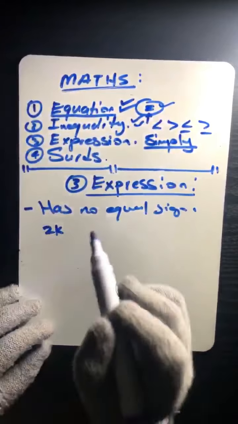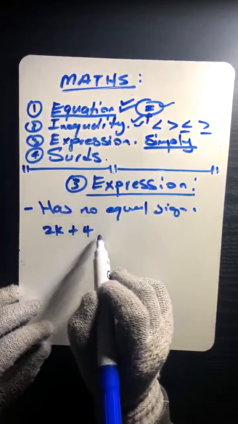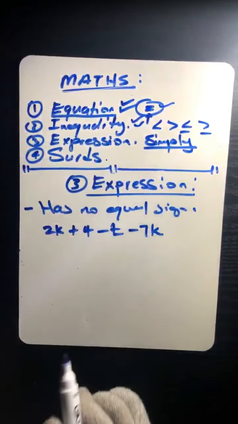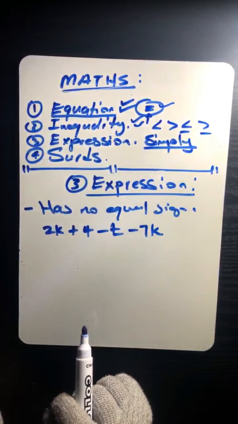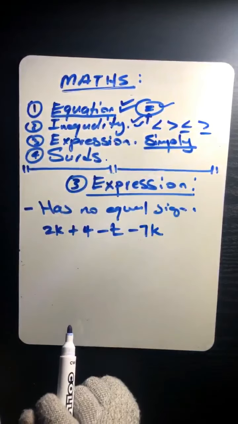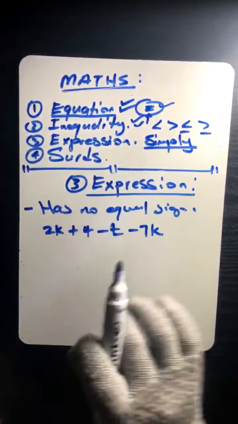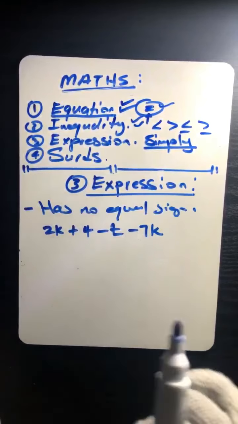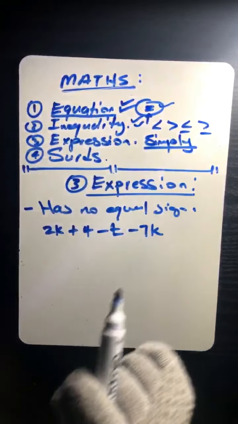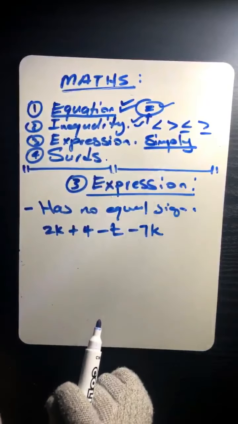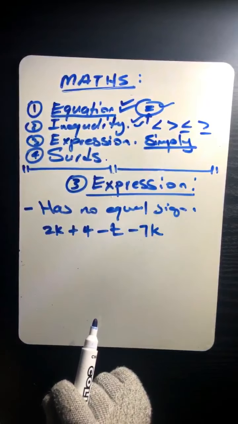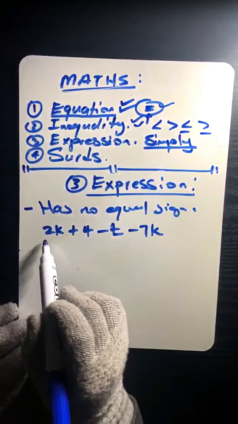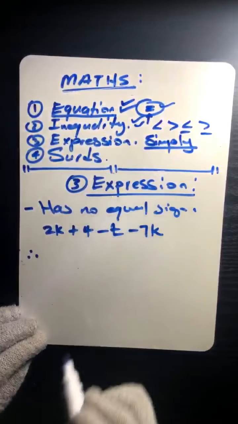Yes. So let's see, we've got 2k plus 4 minus t minus 7k. So here comes a question, Liz. Is this a math problem? Yes. Why? Because I see a sign, I see a number, I see a letter. What type of math problem is it? Is it an equation? Is it an inequality? Is it an expression? Because I don't see an equal sign, it means it's an expression. Now that it is an expression, what do I do? I simplify. So I have to rewrite this in its simplest form.